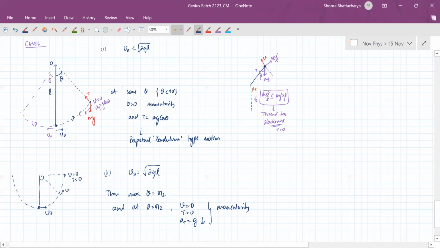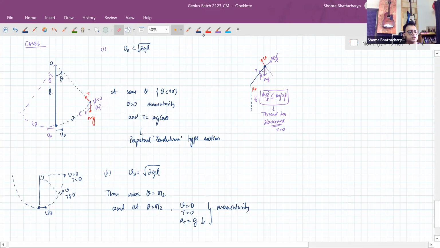So in the first case, tangential acceleration should be g sine theta, not g cos theta. Sorry, my mistake. Tension is mg cos theta, right? And the tangential acceleration will become g sine theta momentarily. So in this case also it will behave like a pendulum, but with an angular amplitude of 90 degrees on either side.